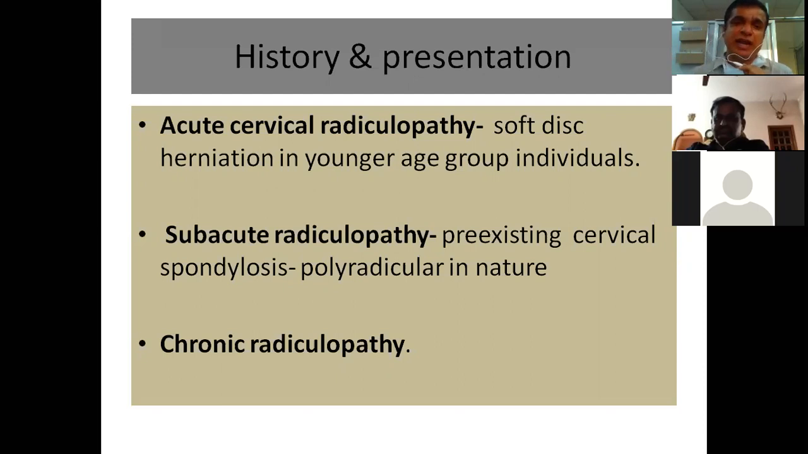So acute cervical radiculopathy occurs mainly in younger individuals, while subacute radiculopathy and chronic radiculopathy occur mainly in middle age and older individuals. Whenever a patient presents with acute radicular pain, you should always ask for any previous history of axial neck pain or not. This will help in diagnosing whether it is an acute problem or a subacute problem.